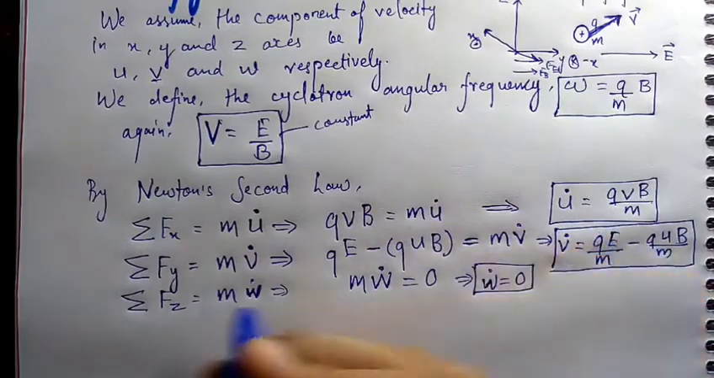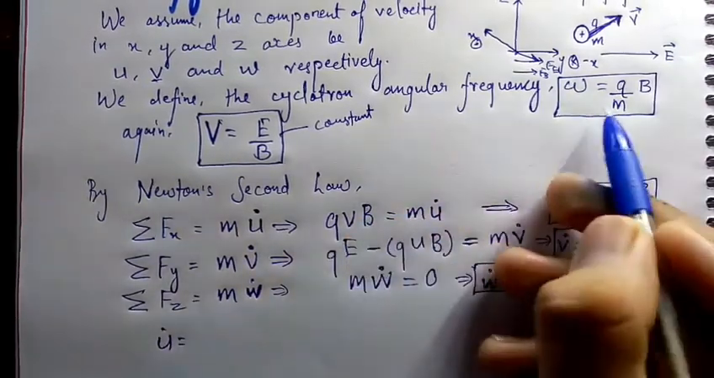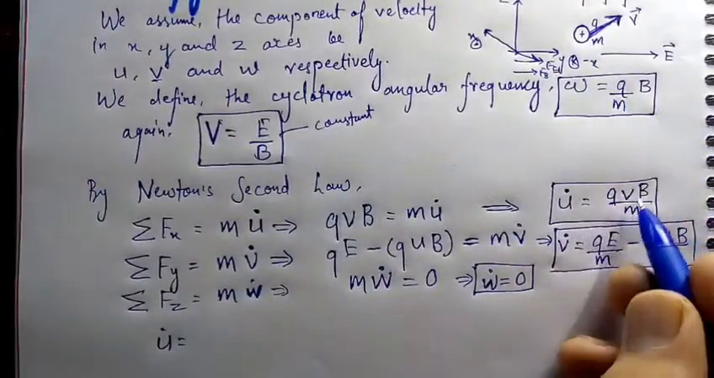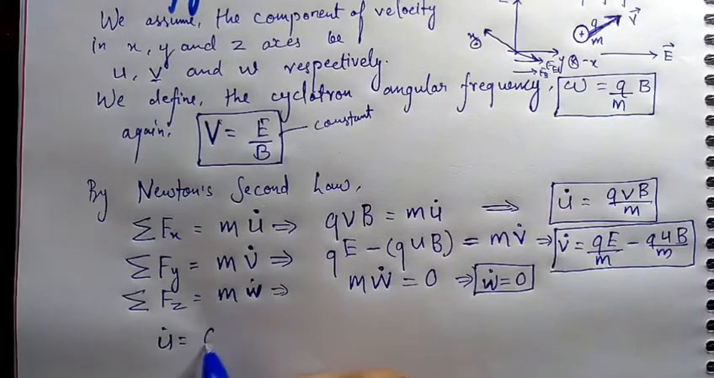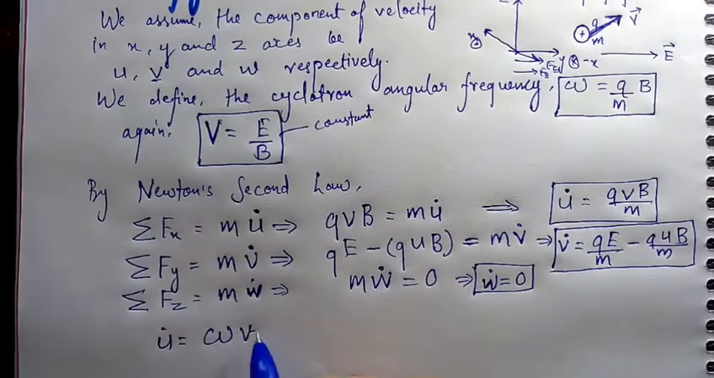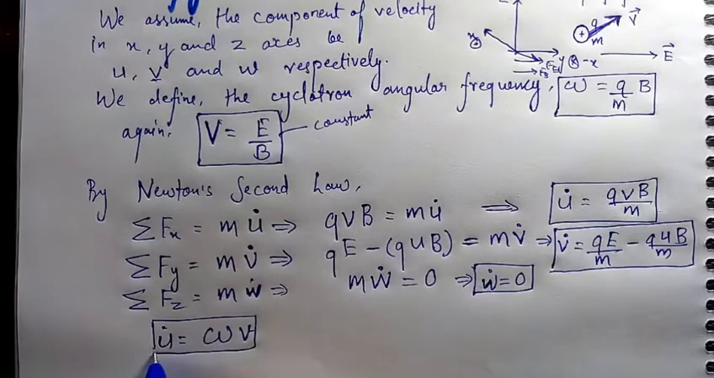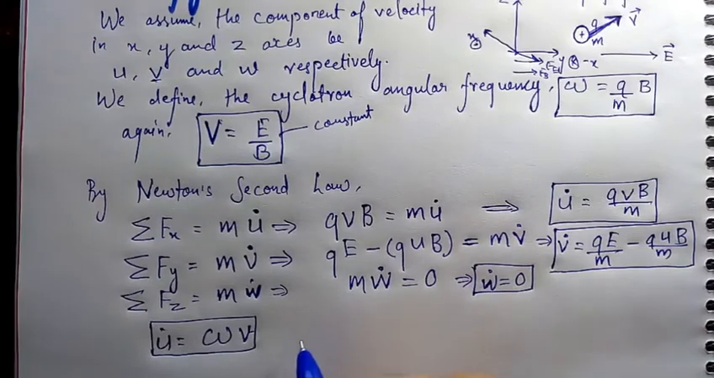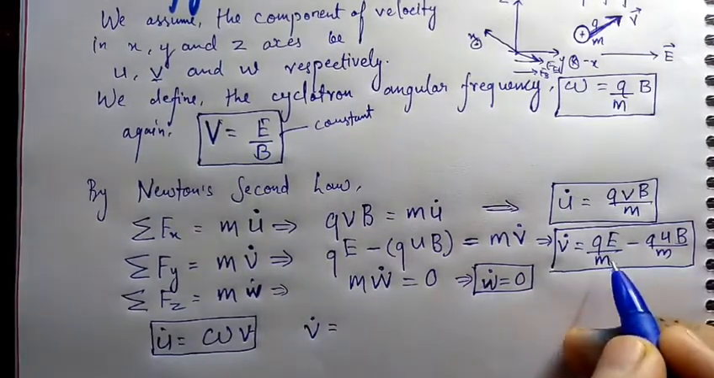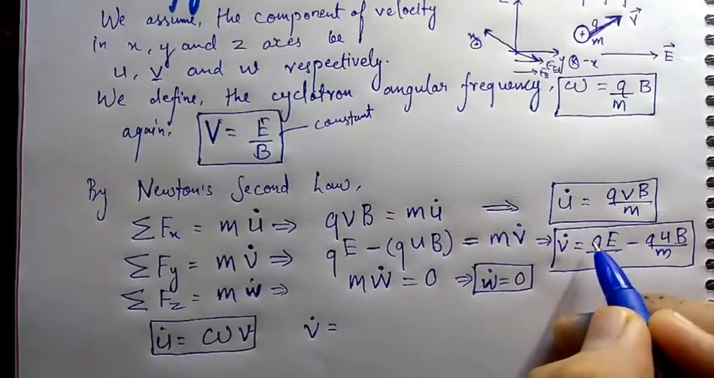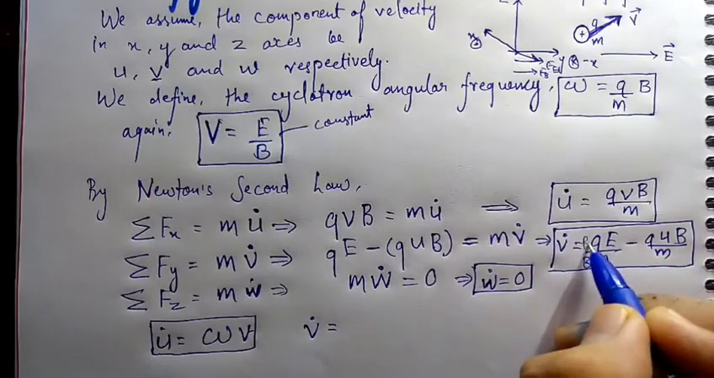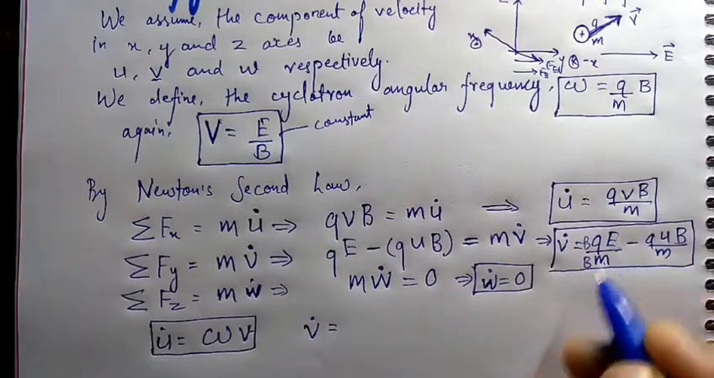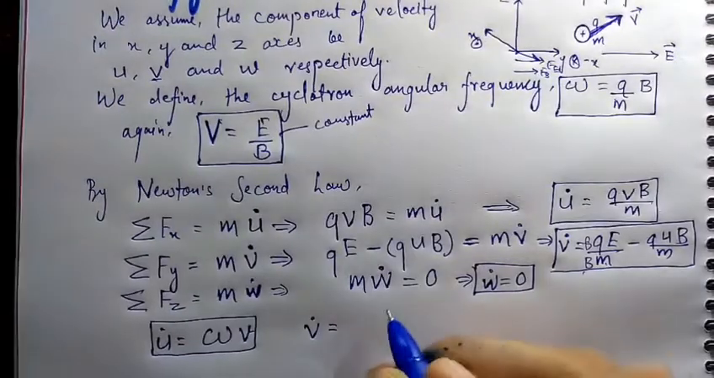So u dot can be represented as, we have already defined, q by m times B is omega, so u dot equals omega v. Let's box it here. This is a great thing we are covering. Now v dot can be represented as: q by m times B is going to be omega, and E by B is going to be capital V.